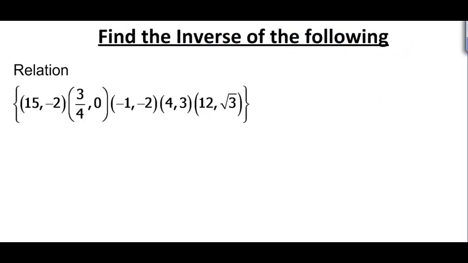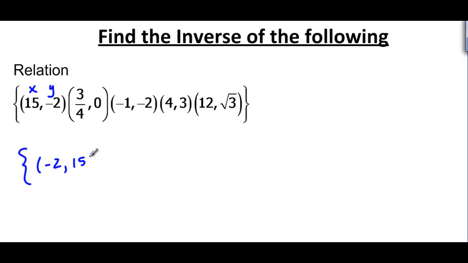So the first one we're going to look at is the inverse of a relation. Now, these are just ordered pairs, and if you remember, an ordered pair is just an x and a y. And that goes for every single ordered pair. So if I want to find the inverse of this relation, all I'm going to do is physically change every x to a y and a y to an x.